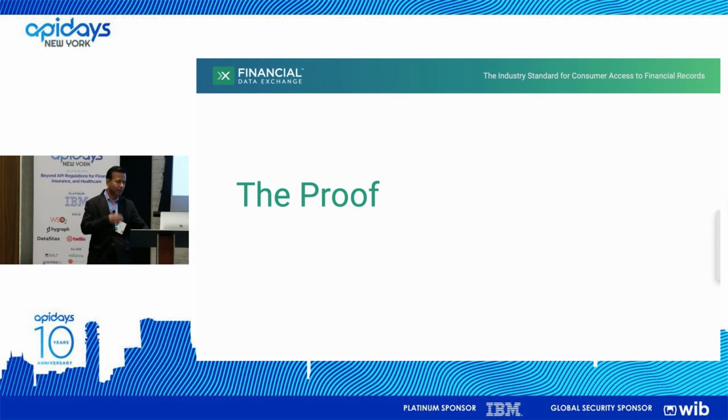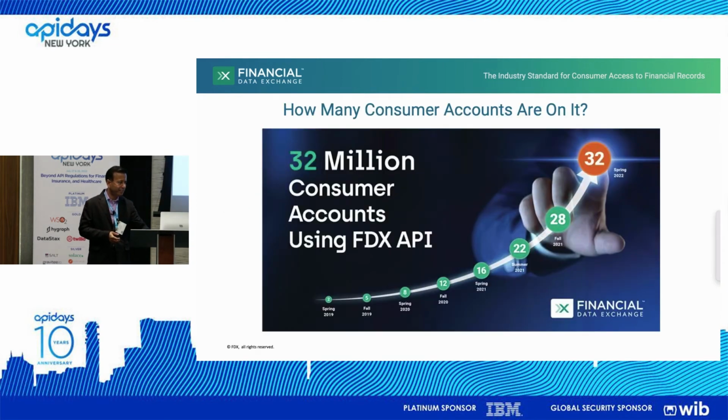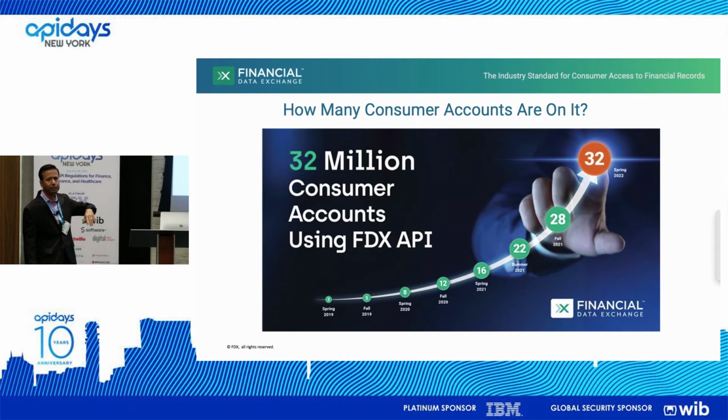So all of that's great. What did we achieve? At this point, we've gone from 2 million consumer accounts in spring of 2019 all the way to 32 million consumer accounts now in 2.5 years. As a point of comparison, UK open banking is right about here at about 5 million consumer accounts.